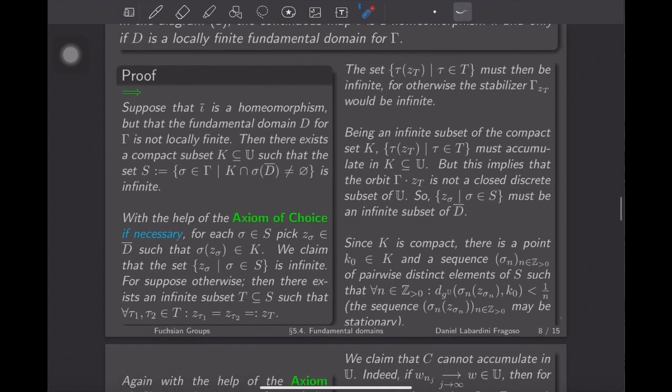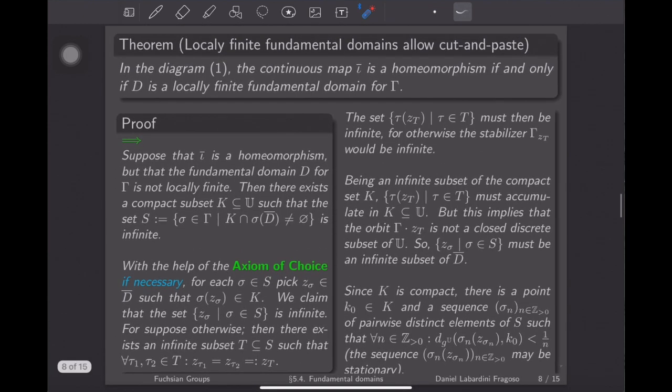And the proof is going to be a bit heavy, unfortunately. Do you have an example of a fundamental domain which is not locally finite? I have.